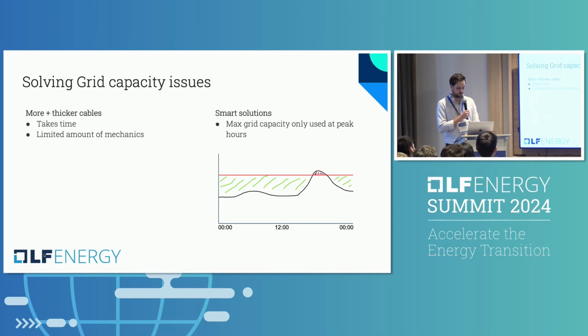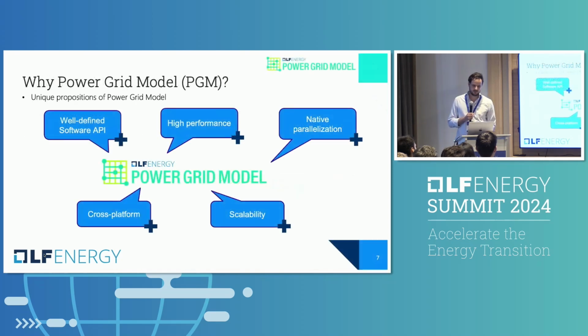Because this calls for fast and accurate grid calculations. And that's where Power Grid model comes into play. So why Power Grid model? We have a well-defined software API in Python and C. We have high performance. The actual calculation is implemented in C++. Which also allows for the native parallelization of your calculations. It's available cross-platform, so it's available on Windows, Linux, and Mac. And it scales really well. So for near radial systems, it scales linearly.